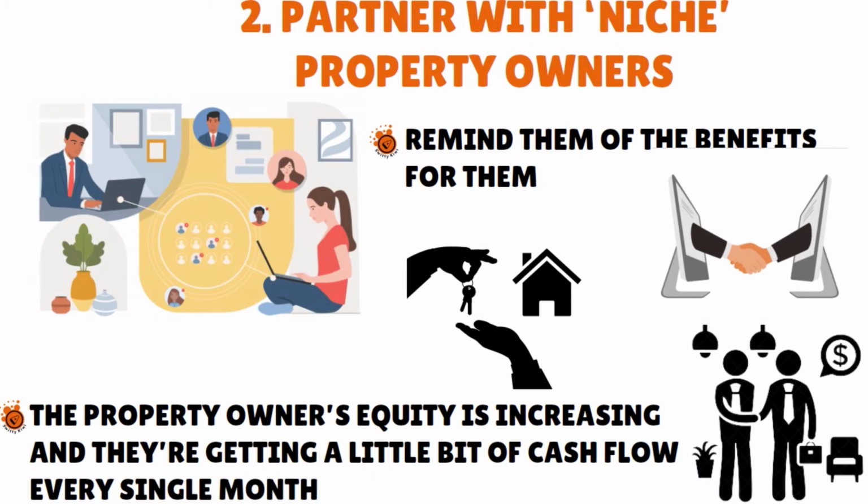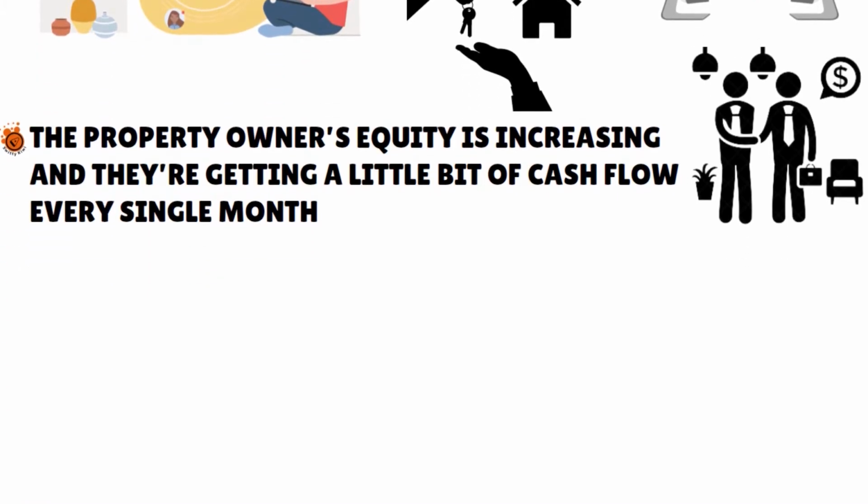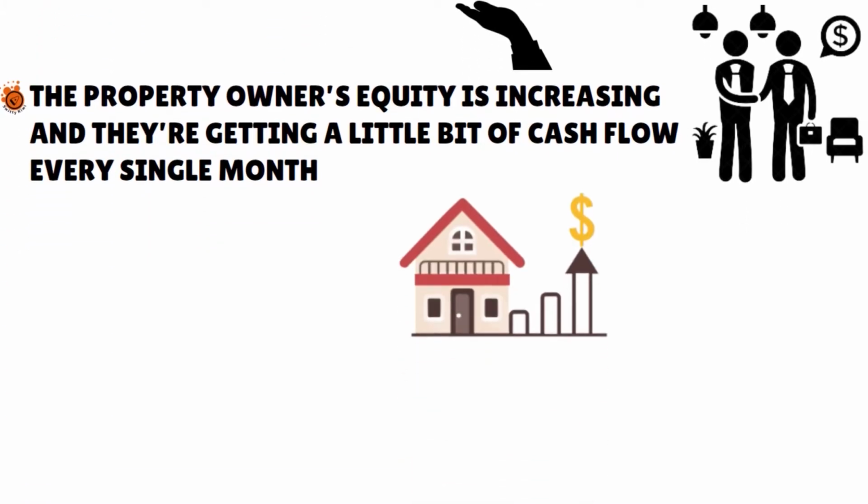That's the second argument you can actually pull, the second negotiation point you can actually raise during the conversation with the landlord. The property is increasing, the property is appreciating, and they basically are getting cash flows every month.